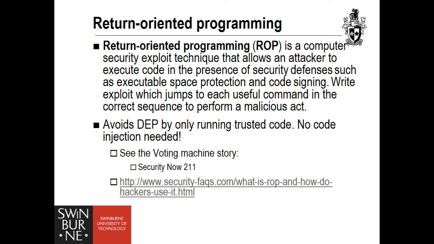Return-oriented programming is a computer security exploit technique that allows an attacker to execute code in the presence of security defenses such as executable space protection and code signing. The exploit jumps to useful commands in the correct sequence to perform a malicious act. See the voting machine for details.